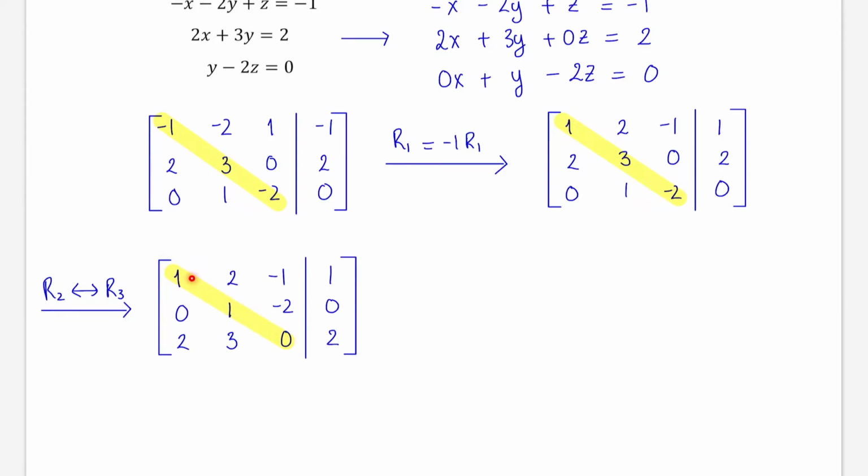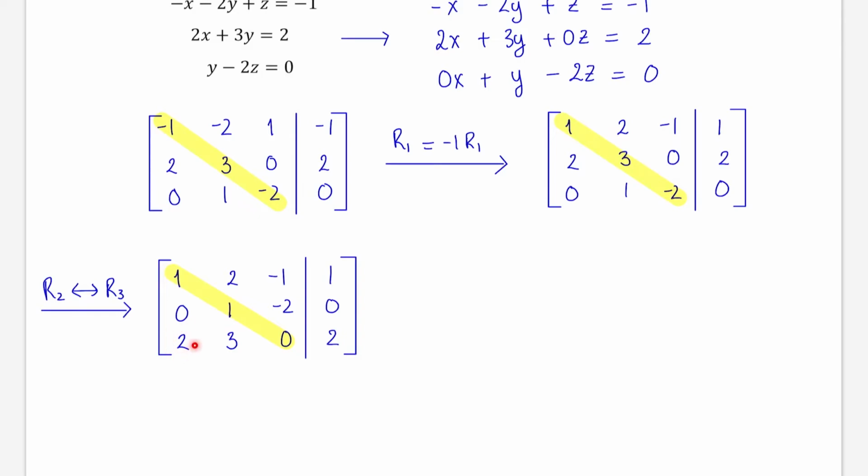This is my diagonal. I have 1, 1, 0. There's nothing I can do with the 0 yet. So next, I will just turn the elements below the diagonal to 0. So this is 0 already. I need to turn this 2 into 0 and this 3 into 0.